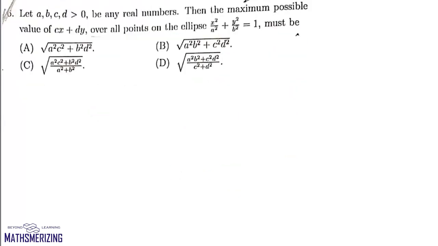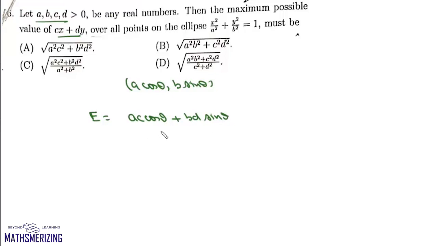and that's your option C. Now question number 6 is: if a, b, c, d are positive real numbers, then find the maximum possible value of cx plus dy over all points on this ellipse. Now any point on the ellipse, we can write it as a cos theta and b sin theta. Now we have to find the maximum possible value of this expression. So we'll put x as a cos theta, so it will be ac cos theta, and y as b sin theta, so there will be bd sin theta.